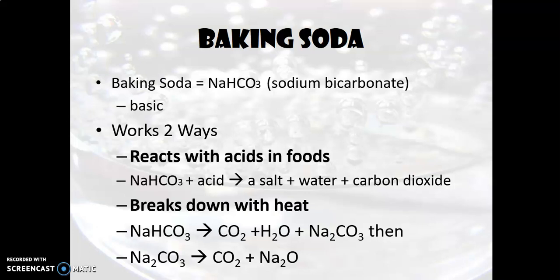And then as you heat it more, the sodium carbonate breaks into carbon dioxide and sodium oxide. So even if you don't have an acid available to react with your baking soda, it will still break down on its own if you put it in heat. Now, the speeds of these reactions depend on the conditions around it, and I'm going to tape some videos of myself testing a bunch of these different chemicals in different conditions, and you'll see what the best conditions are.